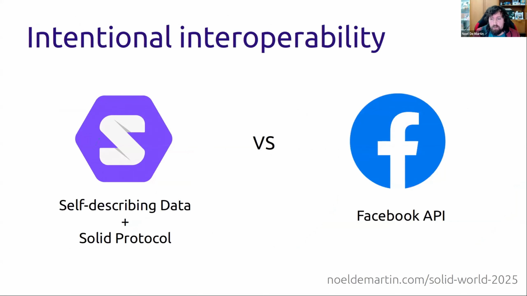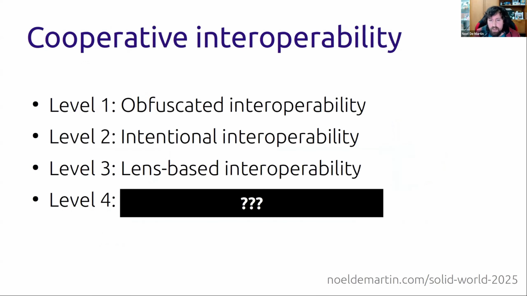So in this case, it would be similar to the Facebook API, but the applications will have an API out of the box without the developers having to do anything specific for that. So I think this is something very powerful that we should take advantage of in the Solid ecosystem. And yeah, the next level then, I call it lens-based interoperability.